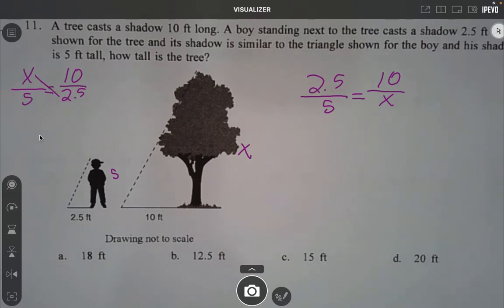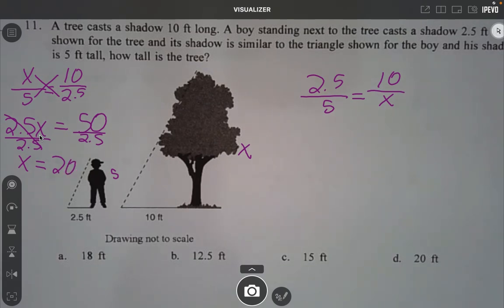Watch, what's 2.5 times x? Well, I'll just write that, 2.5x. What is 5 times 10? 50. Then what do we do? Yep, divide by 2.5. And what's 50 divided by 2.5? Is that 20? Oops, I put the wrong number. 2.5. 20. So x is 20.